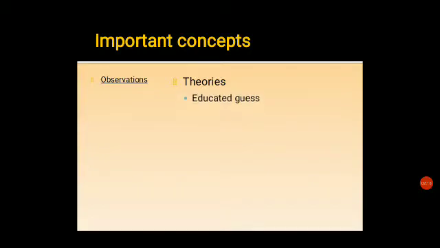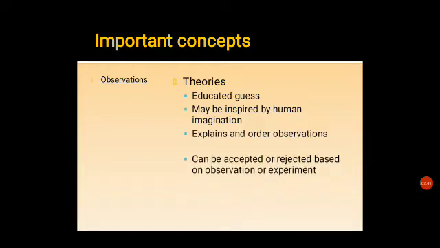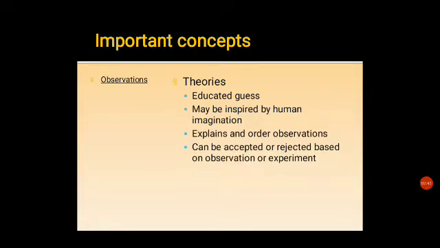Another thing is theory. Theory, basically, is what we call an educated guess. This one may be inspired by our imagination, just like Einstein's theory of relativity. It is inspired by his thought experiment. And theory basically tries to explain the order of observations. So this can be accepted, this can be rejected, depending on the experiment being carried out.